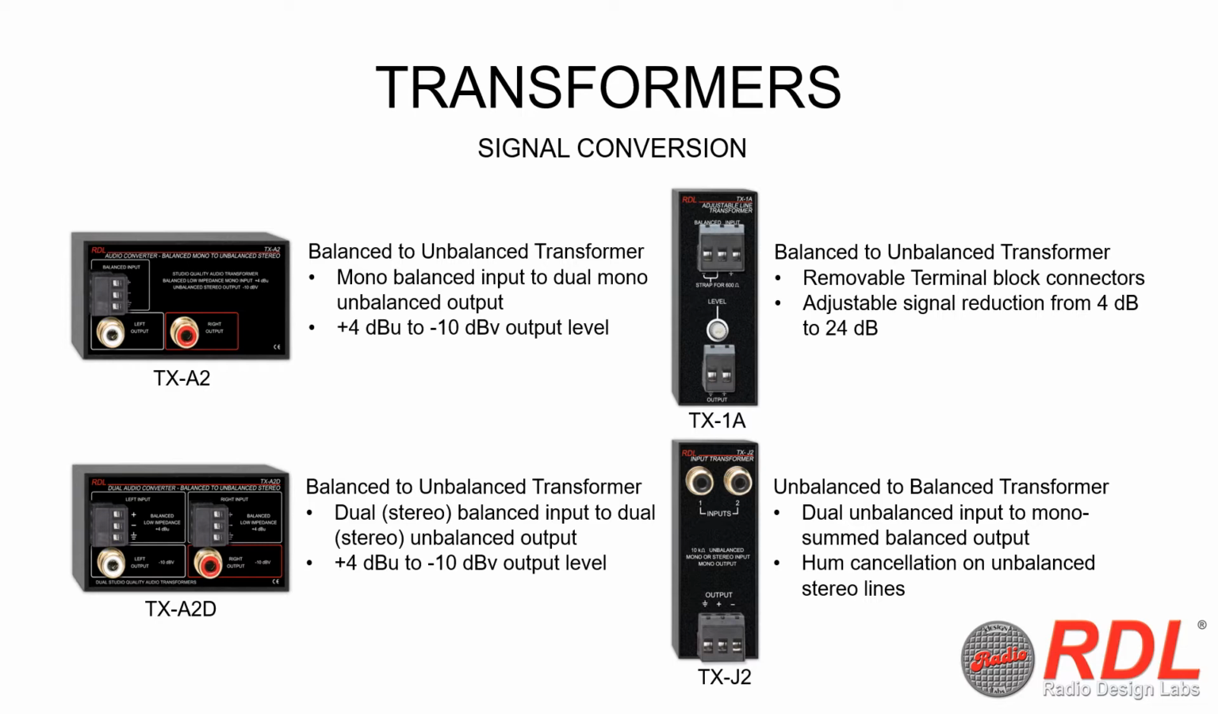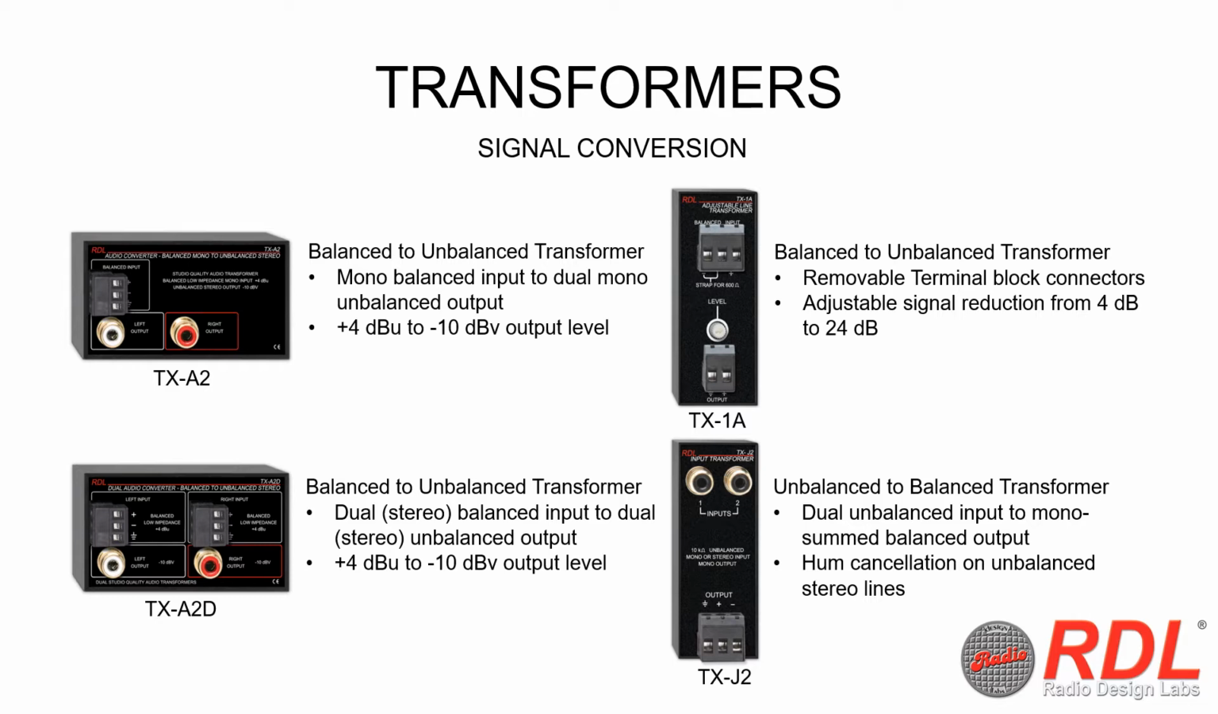The TX-A2D has the same functionality as the TX-A2, except it has a balanced stereo input and unbalanced stereo output. The TX-1A also converts balanced signals to unbalanced, but uses terminal blocks for connectivity, and it provides signal level reduction from 4 to 24 dB.